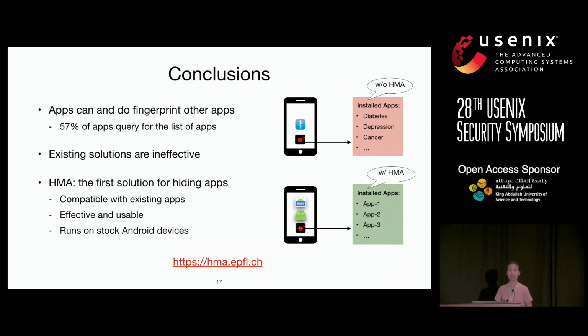So to conclude my talk, I've shown you that apps can easily fingerprint other apps, and they do want to fingerprint other apps. That existing solutions are not effective, and therefore we have proposed HideMyApp, the first solution for hiding the presence of sensitive apps from other apps on the same device. HideMyApp runs on stock Android devices. It's compatible with existing apps. It's effective and usable. And for more information about the project and the source code, the implementation, I refer you to the link at the bottom of the slide.